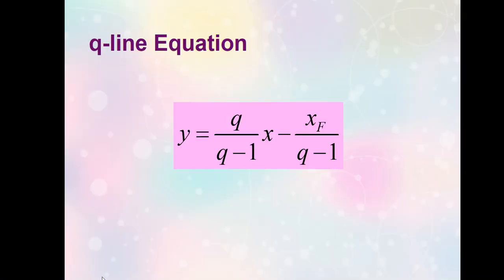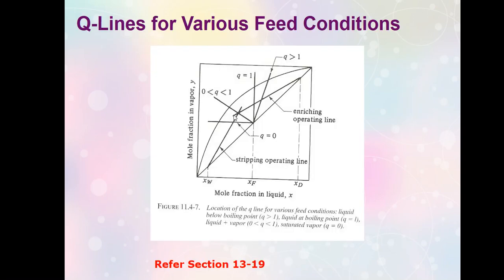Now let's proceed. Your Q line equation, since it's a line, is also that of an equation of a line. The slope of that line is dependent on the Q. Its y-intercept is dependent on the feed condition and the Q as well, because you have here the mole fraction of the feed. Now, this is the graphical representation of how we properly draw our operating lines, specifically based on the feed condition. So this is your enriching section operating line.